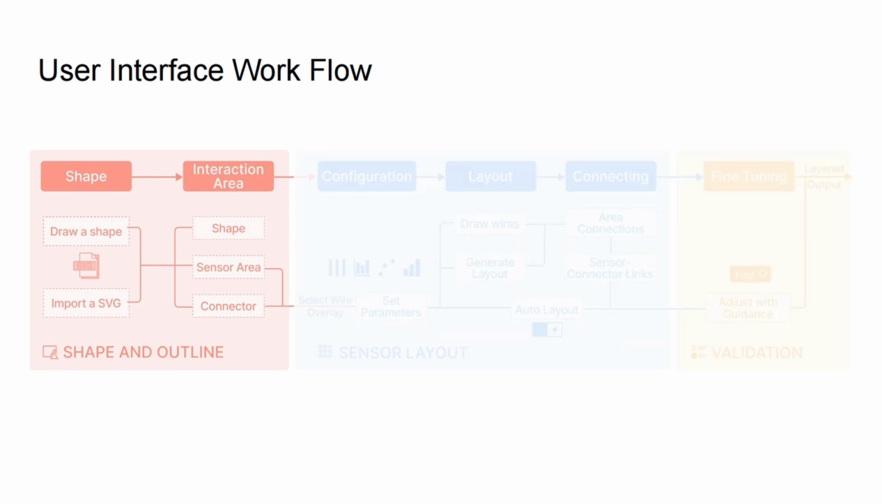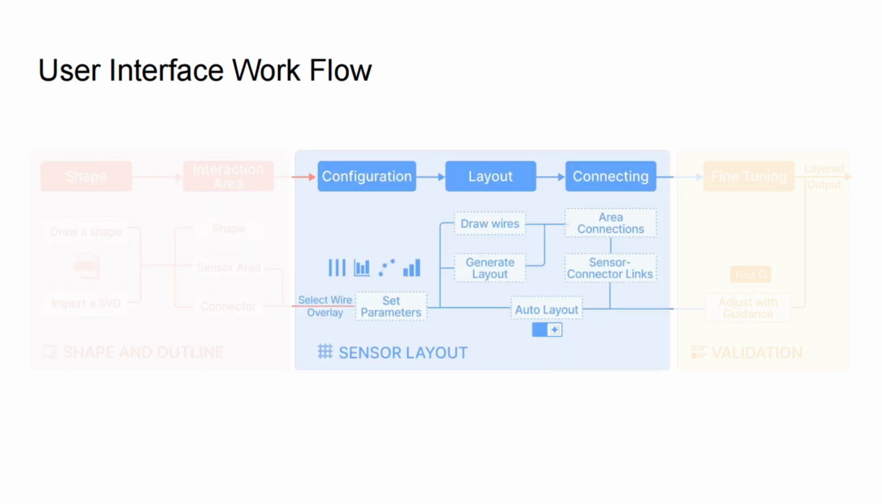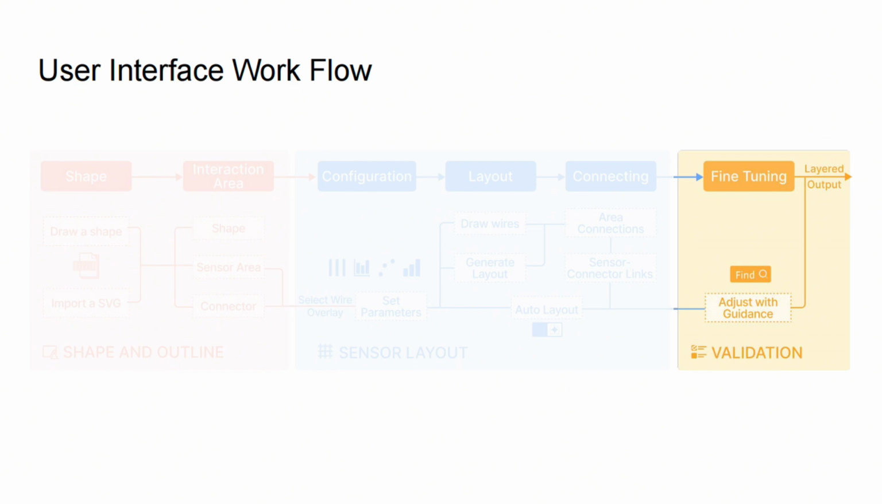Shape and outline. Define the shape and dimensions of the interaction area. Sensor layout. Specify wire number and thickness, select appropriate wiring density, and determine minimum spacing between wires and connector size. Validation. Avoid wire crossings and ensure sufficient spacing between wires for safety. Additionally, provide warnings for wire intersections that fall outside the sensor area.